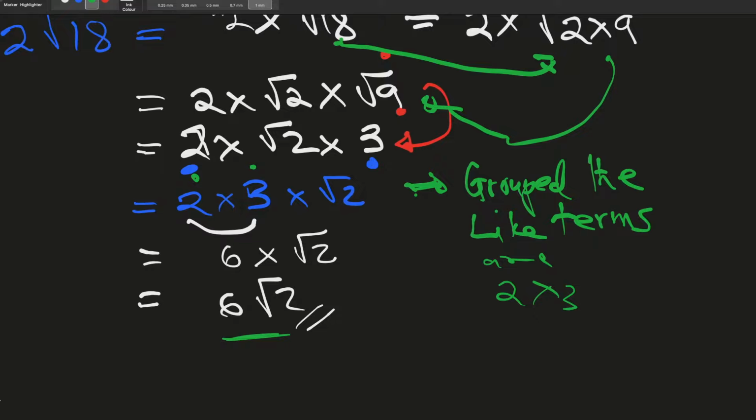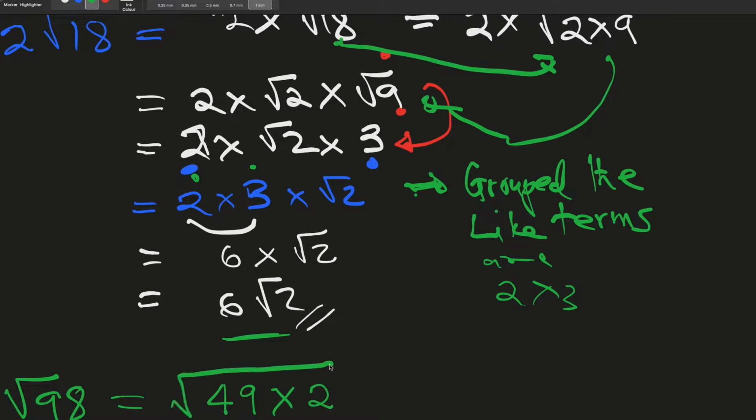Okay, the next one says root of 98. We should simplify it. Okay, root of 98. We know 2 will go into 98, 49 times. And so this will be root of 49 times 2, because this will give us 98. Okay, so now we can say root of 49 multiplying root of 2, because they are all carrying the root.